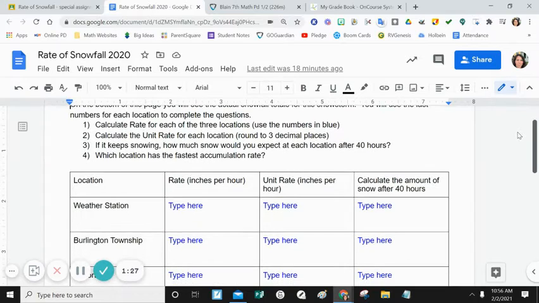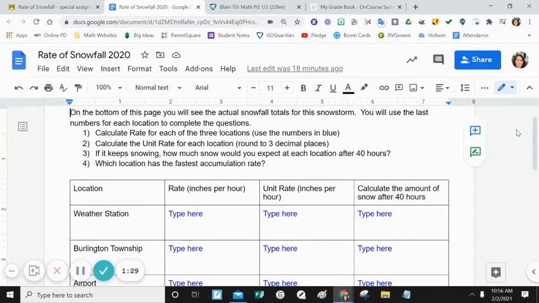You are asked to calculate the rate, so the amount of snowfall as a rate, based on the numbers in blue in the table. You are then going to use that rate to calculate the unit rate, rounding to 3 decimal places. Unit rate will represent how many inches fall in 1 hour's worth of time. Once you have the unit rate, you'll use that ratio to calculate how much snow we anticipate after 40 hours of time has passed.